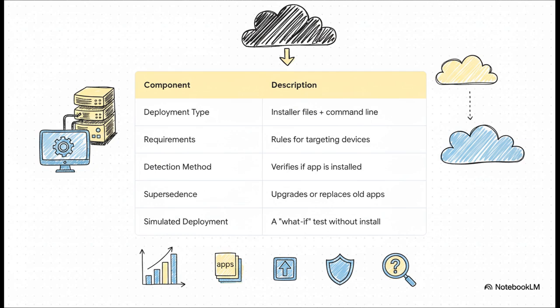But then you start layering on intelligence. You add requirements, like say, only install this on Windows 11 with 8 gigs of RAM. You add a detection method so it doesn't install over and over. You add supersedence to handle upgrades. You can even run a simulated deployment to test it all.